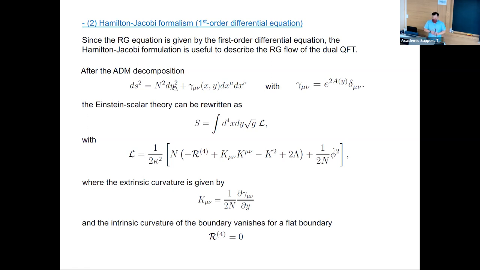Briefly speaking, the Hamilton-Jacobi formalism uses an ADM decomposition. We decompose the radial coordinate and the boundary coordinates, and then we rewrite the gravitational action. Using this, we can rewrite some boundary quantities. This is the intrinsic part of the four dimensions, and this is the intrinsic curvature defined at the boundary. Here I assume Poincaré AdS space, so in that case the intrinsic curvature of the boundary space is zero, because the boundary space is simply flat space.